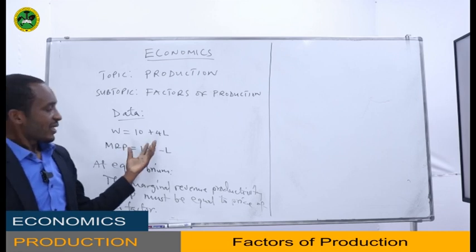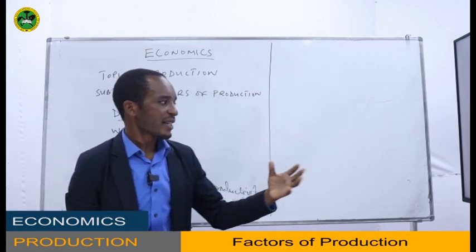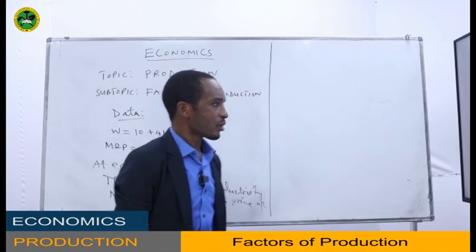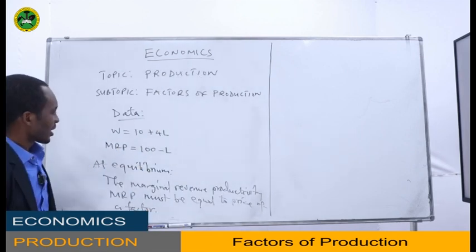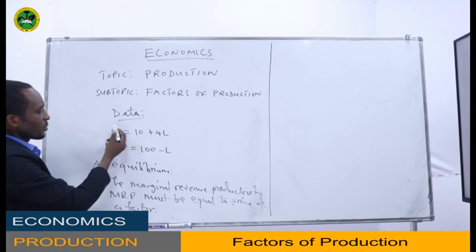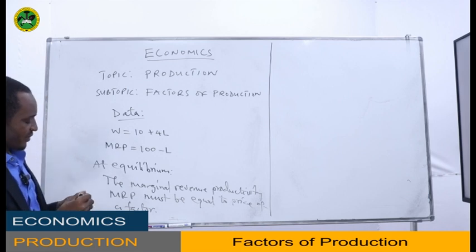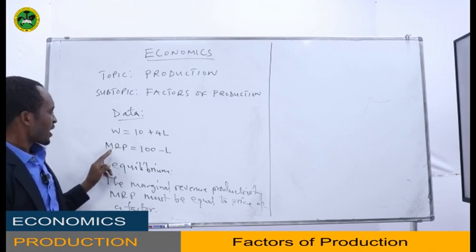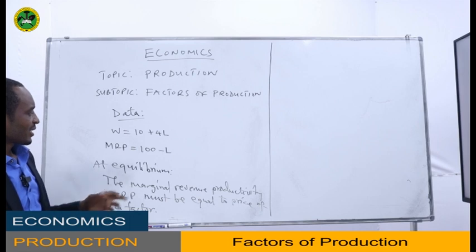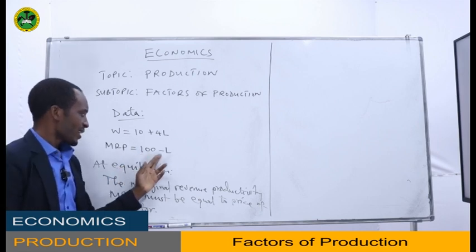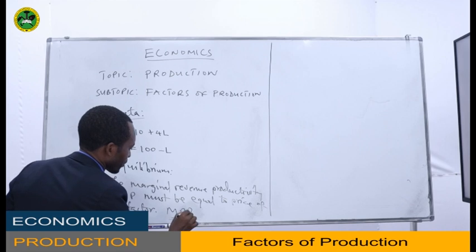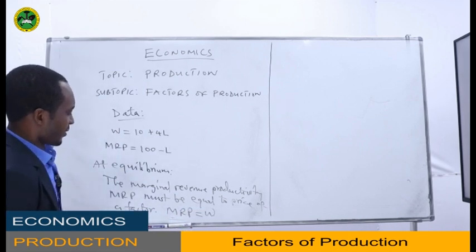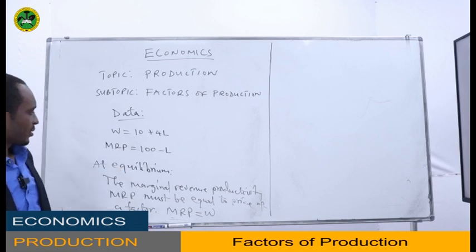So in this case, from our question, the factor we are given is labor, and the price of labor is wage. So the price of a worker is the wage, which is given by this function, 10 plus 4L. And the marginal revenue productivity of that labor is 100 minus L. So at equilibrium, it means MRP should be equal to wage.